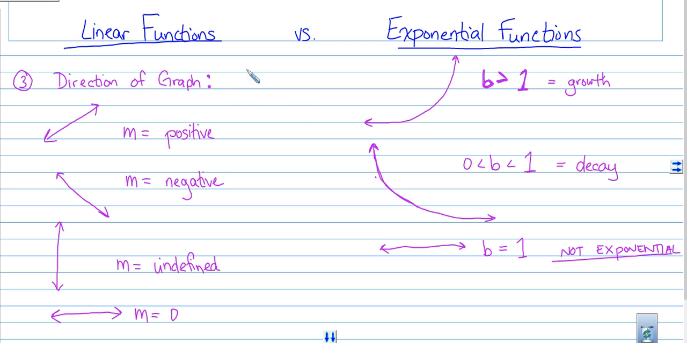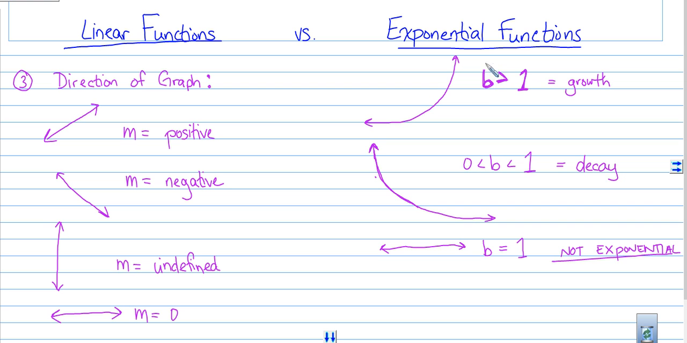When you have linear functions, the m, okay, that determines the direction of the graph. So if you have a positive m, you have an upward-going graph. If you have a negative m, you have a downwards going or negative graph. If your m is undefined, it's up and down, and if your m is 0, it's horizontal.